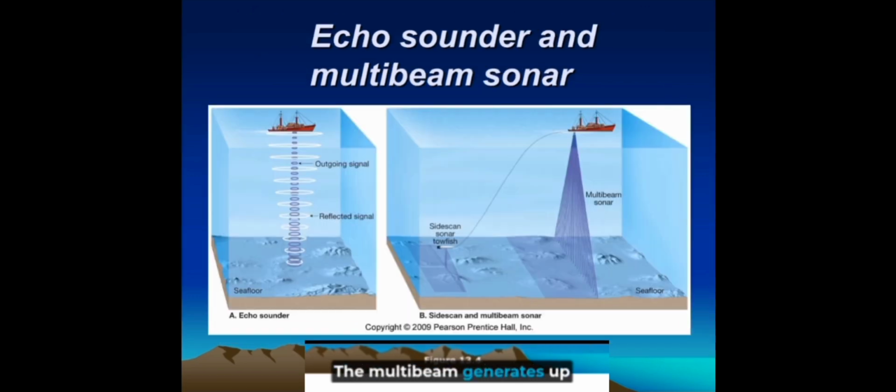The multi-beam generates up to 864 individual beams simultaneously in a fan-shaped cover, a wide swath beneath the ship. When the sound waves bounce back, the multi-beam measures the time it takes for them to return to the ship. The longer it takes, the longer the distance to the sea floor at that spot. By putting together all the measurements from each beam in a swath and combining thousands of swaths, they create a 3D visualization of the sea floor.